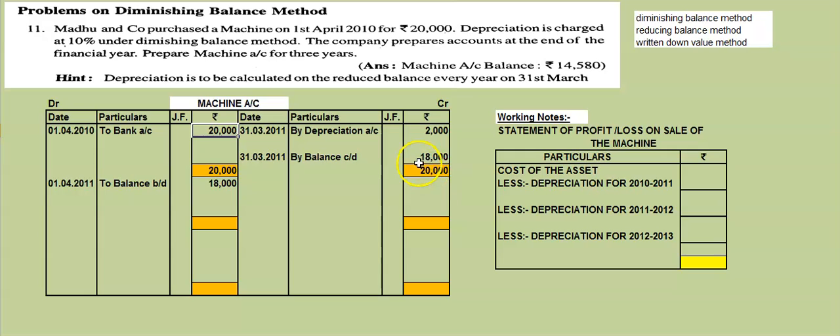Diminished means how much the value of the asset has reduced. Now what is the reduced value? We have reduced 2,000. What is the value now? 18,000. On this value you have to find the depreciation in the second year. So second year end is 31st March 2012. How? See here, I will show.